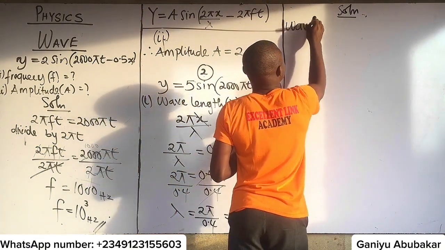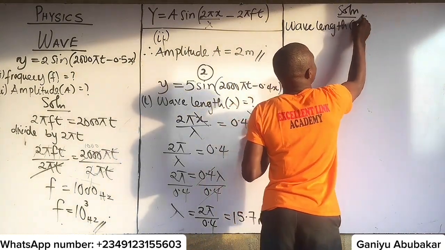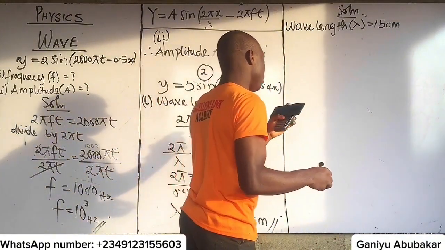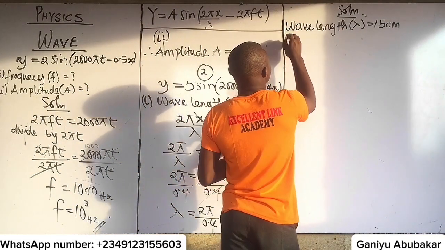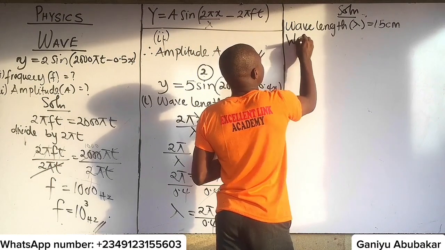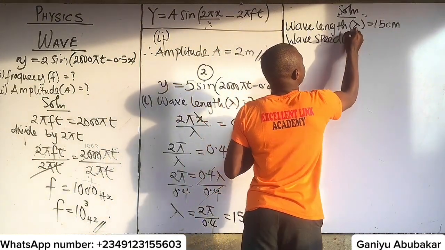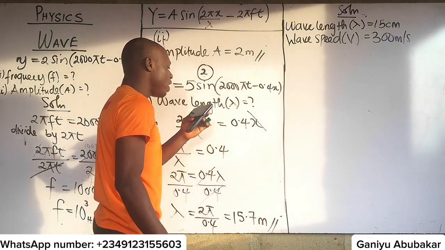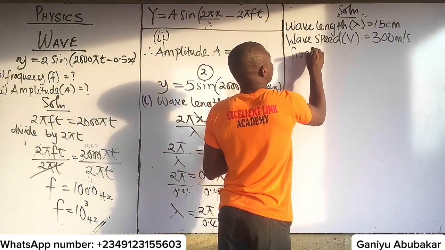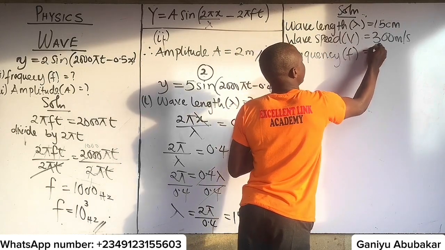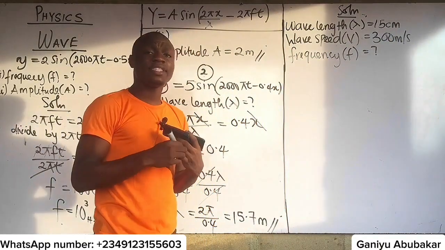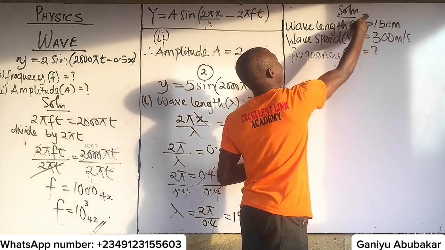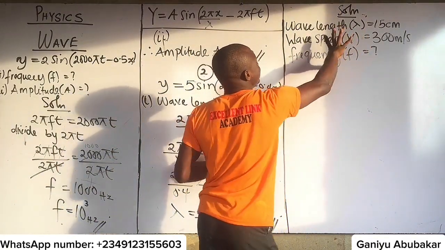So wavelength, that's lambda, is 15 centimeter. And the velocity, that's wave speed per se, that's v, is 300 meter per second. The question now says calculate the frequency. That's f, which is unknown. There is simply an equation that relates these 3 parameters together. So there's a connection between these 3 parameters.